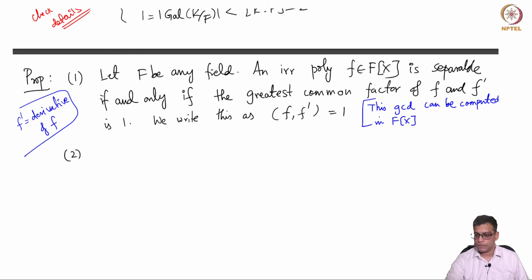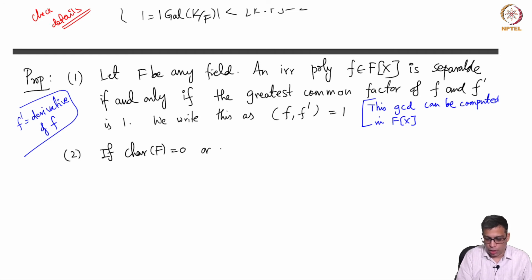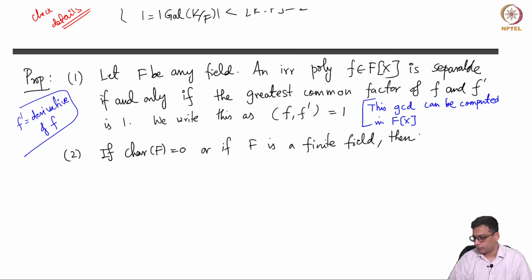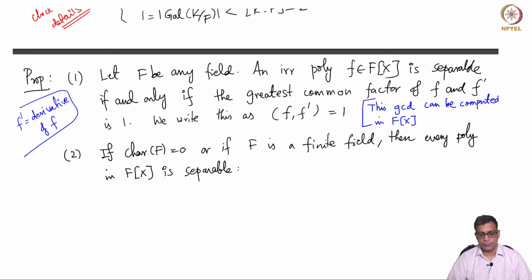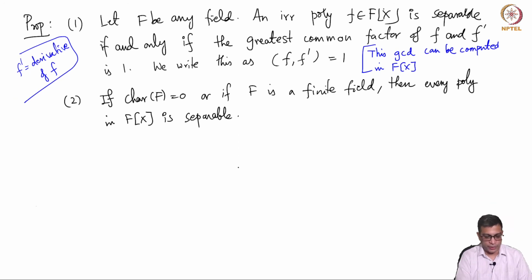You can actually do that in F itself. Okay, so now the second part of the proposition, which is actually useful for us, is: if the characteristic of F is 0 or if F is a finite field, then every polynomial in F[x] is separable. So separability is no condition at all if you have a characteristic 0 field or a finite field.